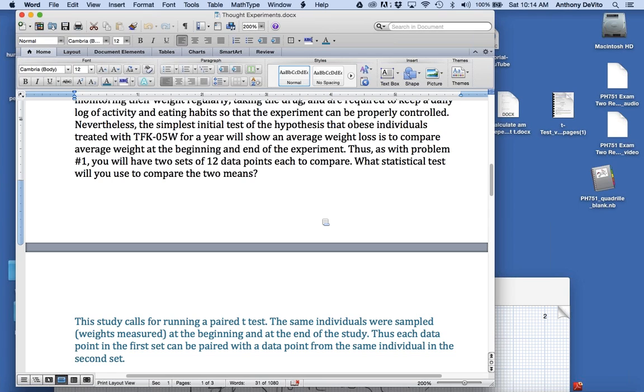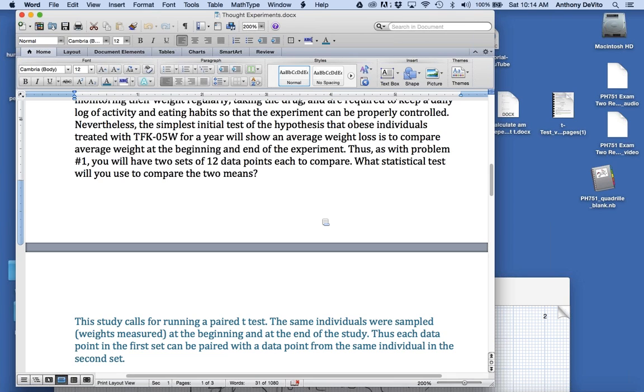But in this case, the first data point is the weight for individual one before they started taking the drug. The second data point is for that same individual after they took the drug for a year. So you have 12 data sets, but they're actually not independent of one another. They're not independent samples.